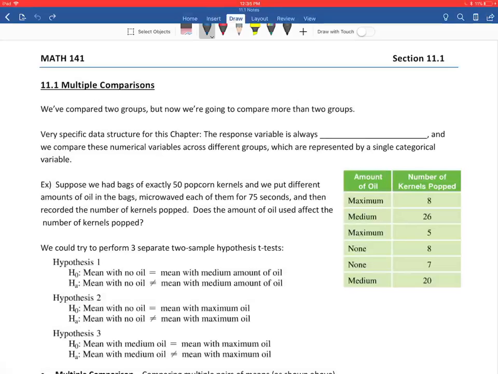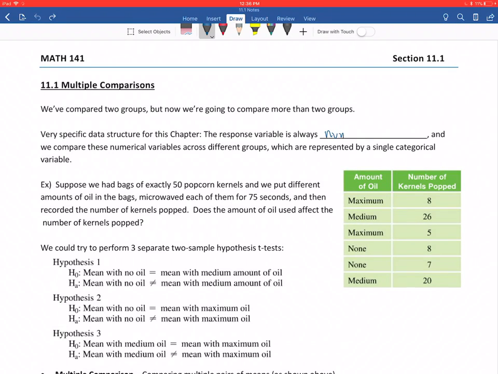Section 11.1, Multiple Comparisons. So we've compared two groups before, and now what we're going to do is compare more than two groups. Technically, we could do 3 on up, but for the most part, we're going to just stick with 3. We might do some 4s, but these procedures that we will learn could extend on up, but just to keep the work manageable, we won't do quite so many.